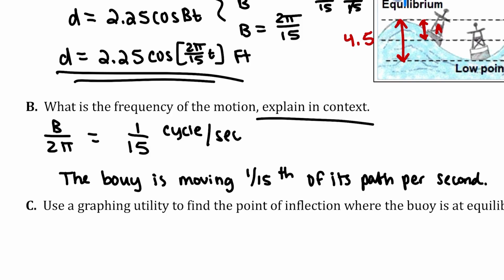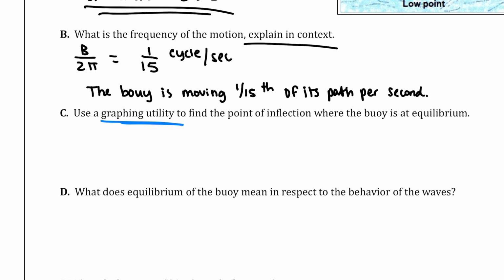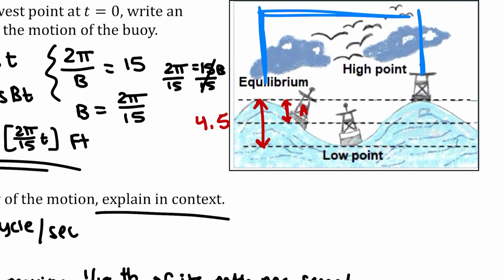All right. And then part C is we're going to be using our graphing calculators to find the point of inflection where the buoy is at equilibrium. Equilibrium would be where it's changing from concave up to concave down. It does kind of call that out in this graph. It's not super clear because it does mention the word equilibrium, but matching the diagrams, that is this little green point that I'm trying to draw here, equilibrium. So that's going to be on the midpoint.